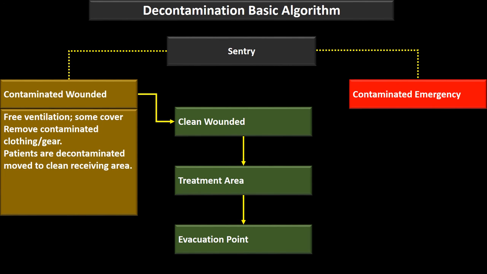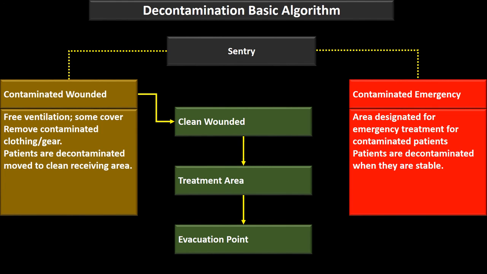Our contaminated emergencies. We need an area designated for emergency treatment of contaminated patients. Okay, these are the patients with that massive hemorrhage or with those signs of shock. Remember, we treat that first. Ideally, we would have an area to treat them that way first. Okay, because we're still treating dirty patients. All right, so stabilize them, then decontaminate them. And because they are a patient with massive hemorrhage or being treated for massive shock, well, then they go straight to the evacuation point after we've cleaned them. We would skip the clean wounded area and the treatment area for our minorly injured patients.